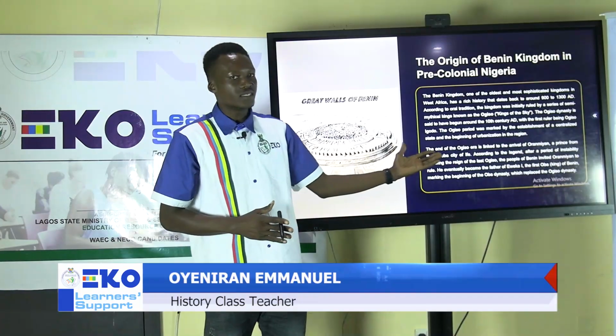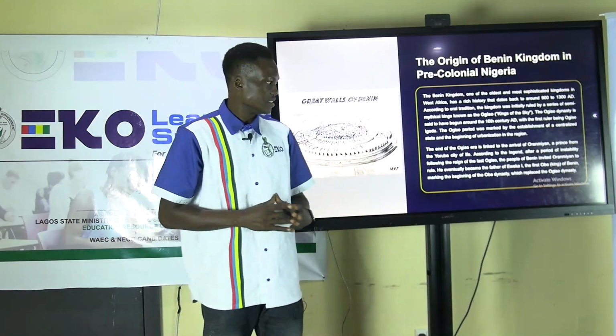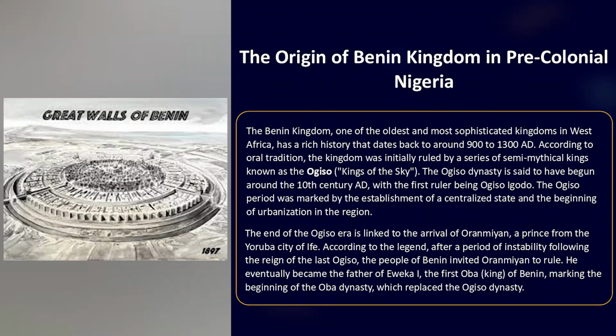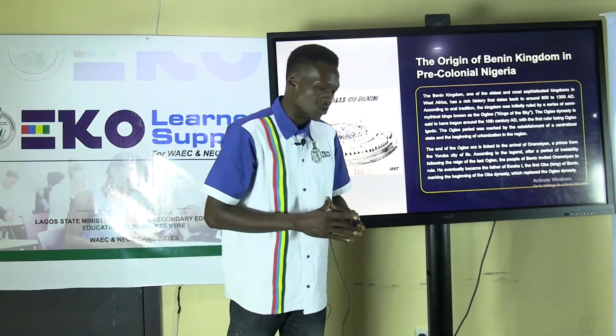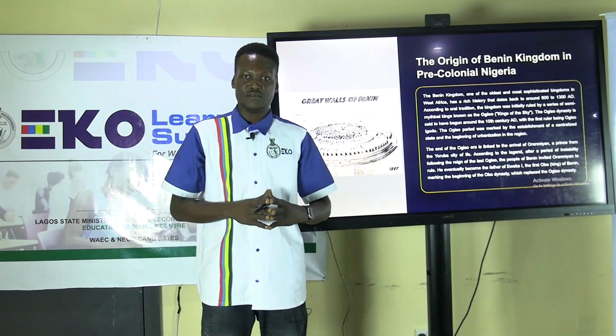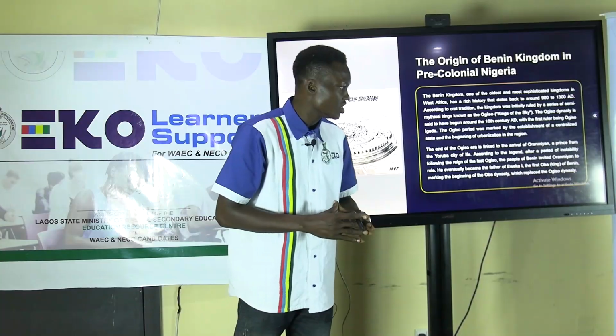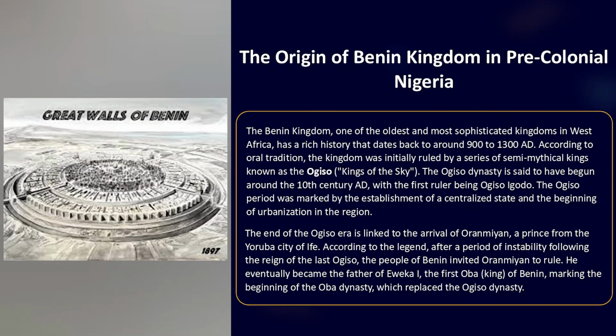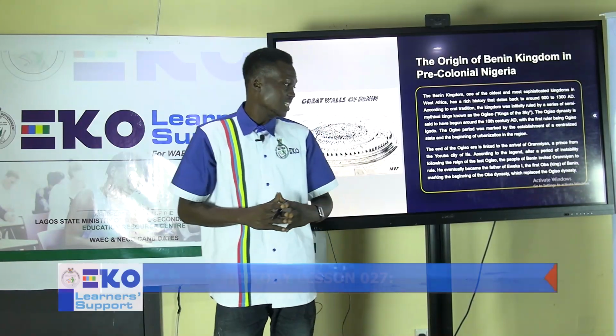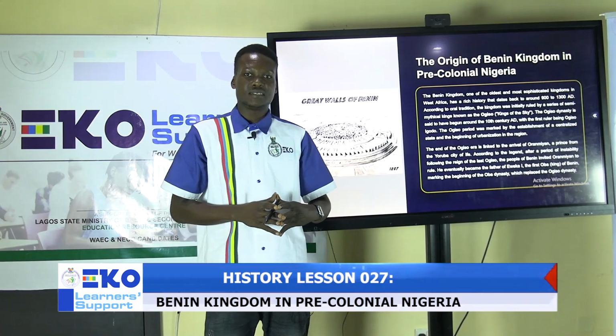However, the Ogiso era came to an end, and the end can be linked to the arrival of Oromiyan from Yoruba city, who was a prince from the Yoruba city. According to legend, after the arrival of Oromiyan, he was being called because before the arrival, there was a lot of instability following the reign of the last Ogiso. The people of Benin had to invite Oromiyan in order to stabilize the kingdom.